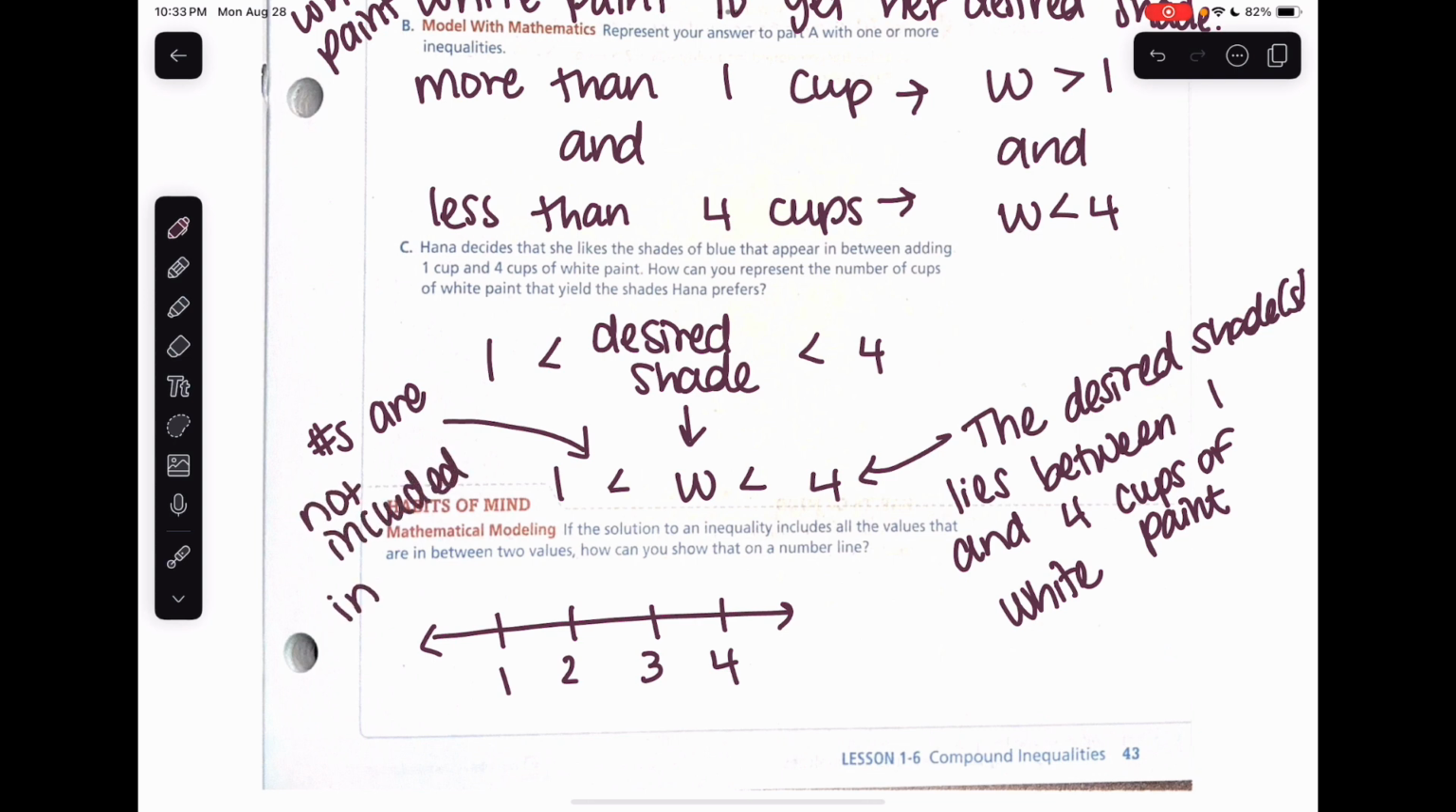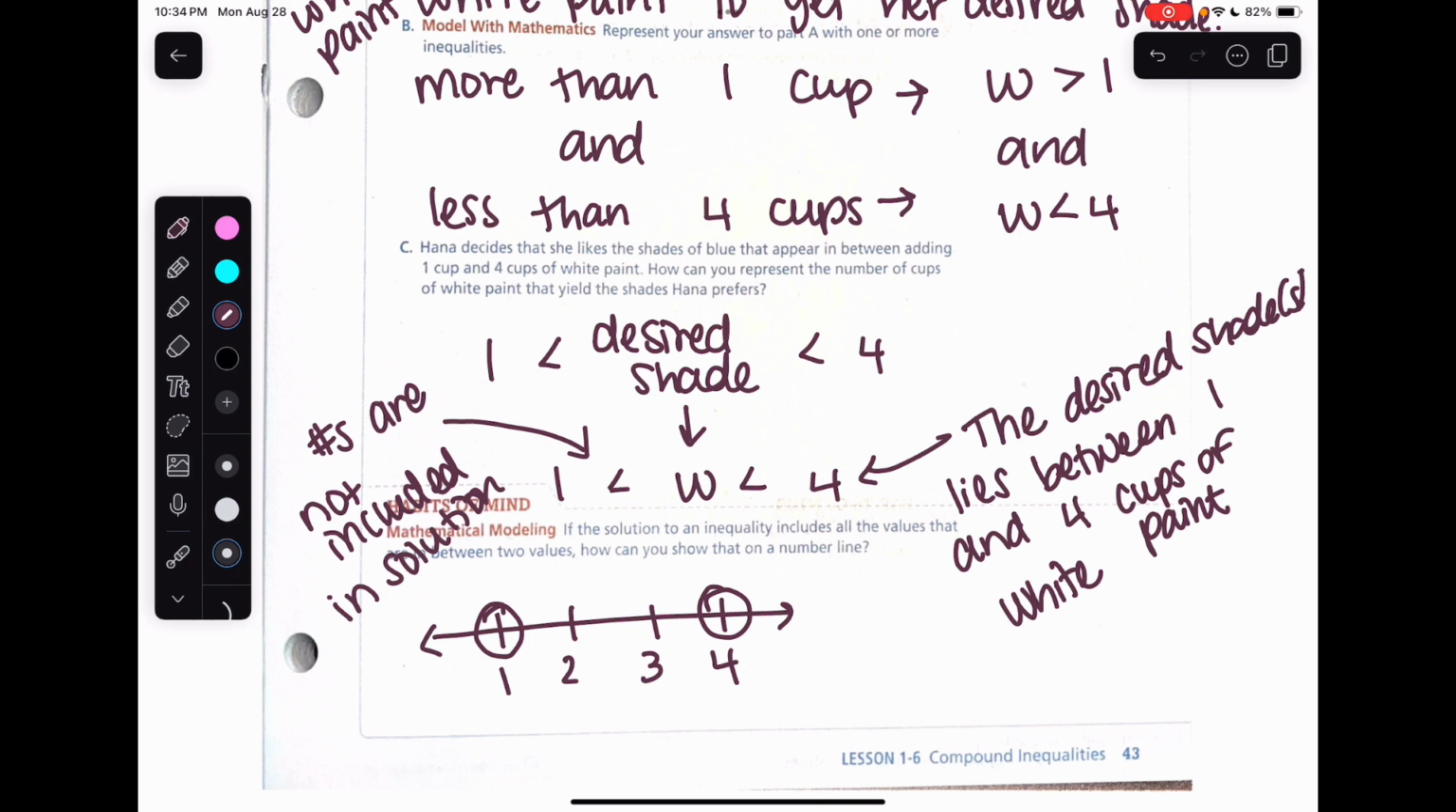In the solution, based on what we learned in our previous lesson, I know that they're going to be open circles at 1 and 4. And if the W, or our solution, is between 1 and 4, then I'm going to have this middle section shaded. I'm just going to use a different color to make it super obvious that that's what I'm doing. So that's where the solutions lie.